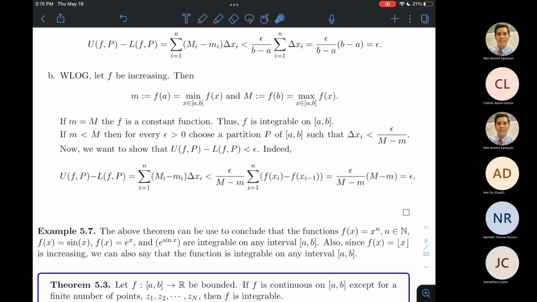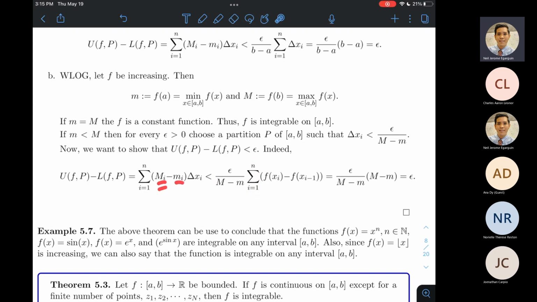All right? Now, so yan daw. So i-check nga natin, tama ba itong choice ko ng partition inducer P? So tingnan ko yung U minus L. Pangarap ko maging less than epsilon yan. Now, using our formula para sa U minus L, ito lamang yan. Tapos, alam ko yung delta x sabay, pinili natin so that hindi siya lalampas ng epsilon over M minus m. Okay? Tapos constant siya with respect to i. So lalabas lang siya nung summation.